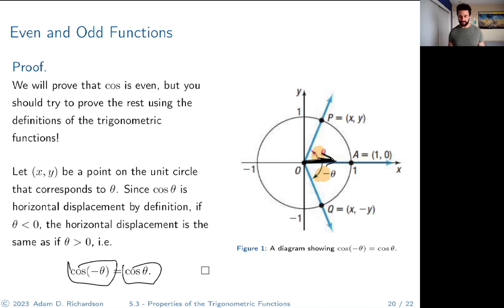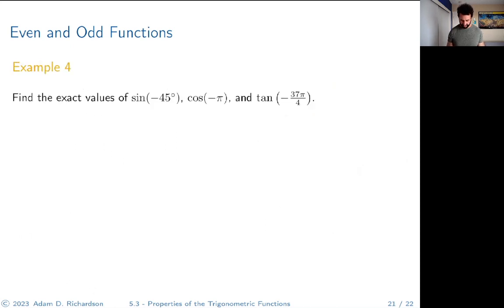Why is this helpful? Well, evenness and oddness come up in a lot of contexts, and it can cut your work in half, or it can cut your work to zero entirely. You'll see it a lot in Calc 1 and Calc 2, actually. So do get comfortable with even and odd functions. But let's try a simple example. See if you can do this using even and oddness properties instead of using only the unit circle.